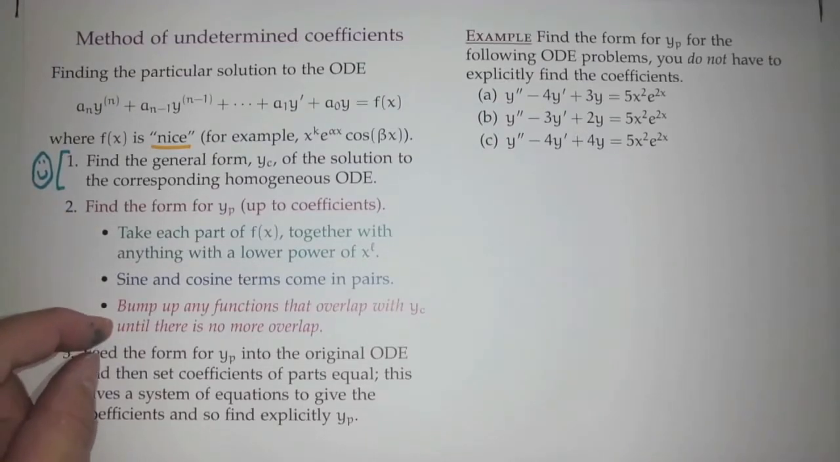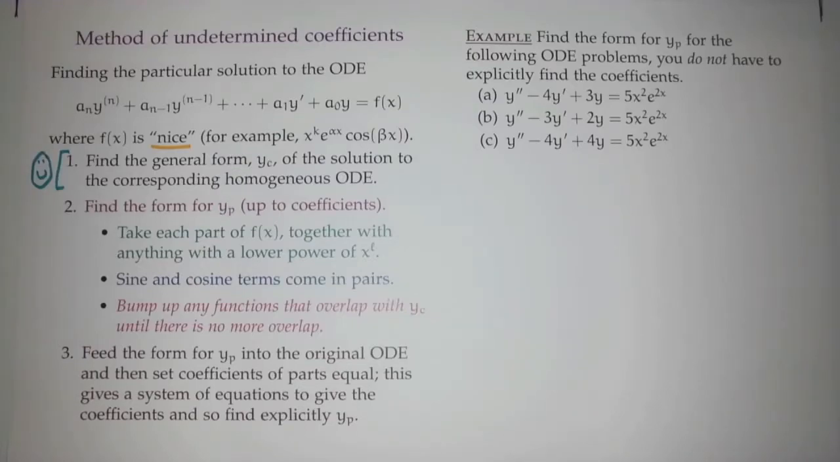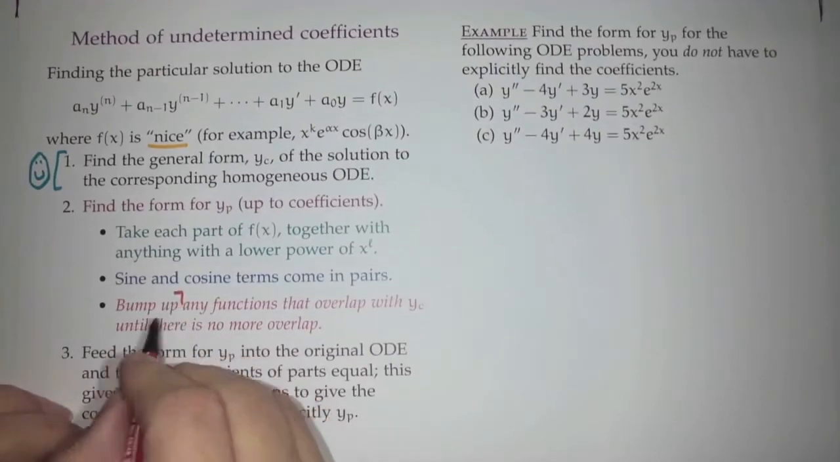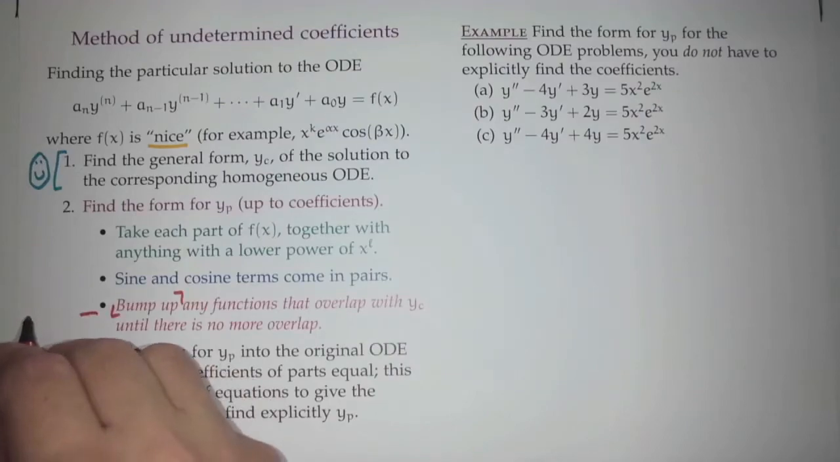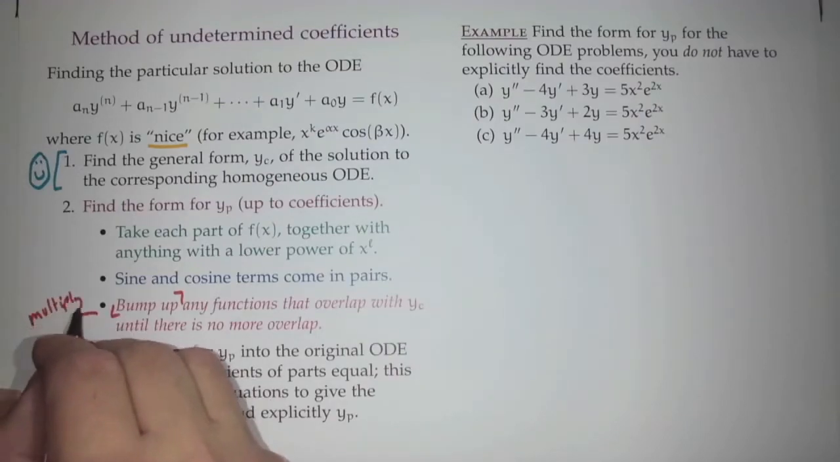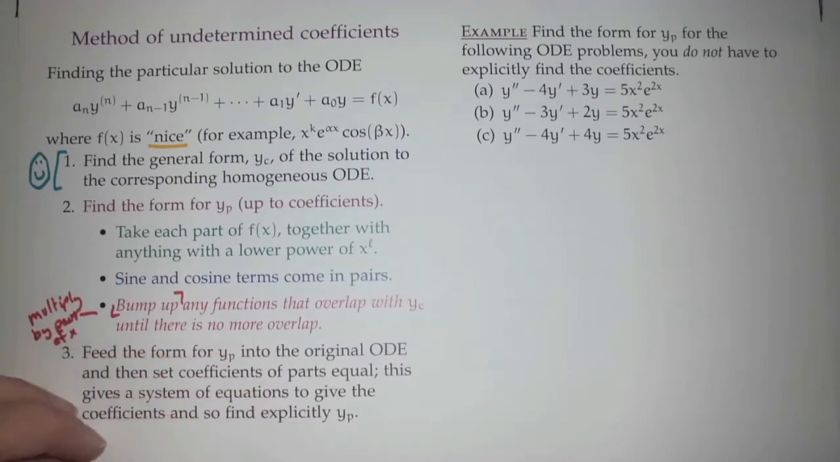That's the third bullet point. The third bullet point says, okay, we know what yp looks like. Let's compare it to what we found in step 1. If there's any overlap with the functions, that's a problem. We have to get rid of the overlap. And so what we do is our bumping up. When we say bump up, what we really mean is multiply by the right power of x. Usually it's just 1, but it depends on how much overlap there is. So that's what we mean by our bump up.